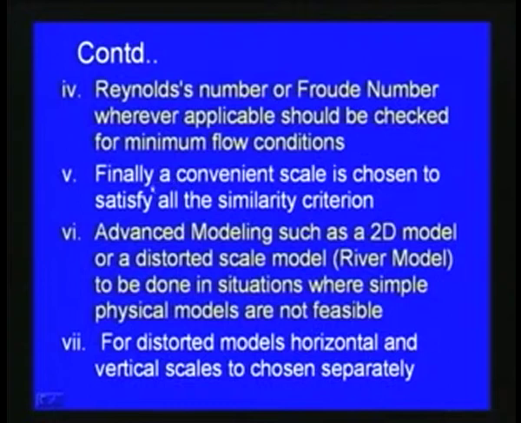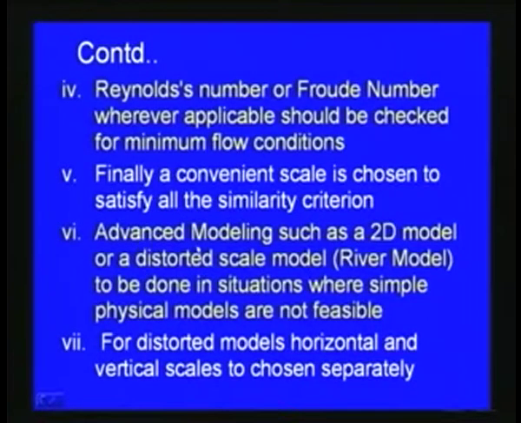When we do modeling, with respect to the minimum flow conditions, we have to check whether the Reynolds number or Froude number, whichever is applicable, is achieved. So, this is step number 4, and step number 5 is that finally a convenient scale is chosen to satisfy all the similarity criteria whichever way possible, like geometric, kinematic or dynamic similarity. That is the fifth step.